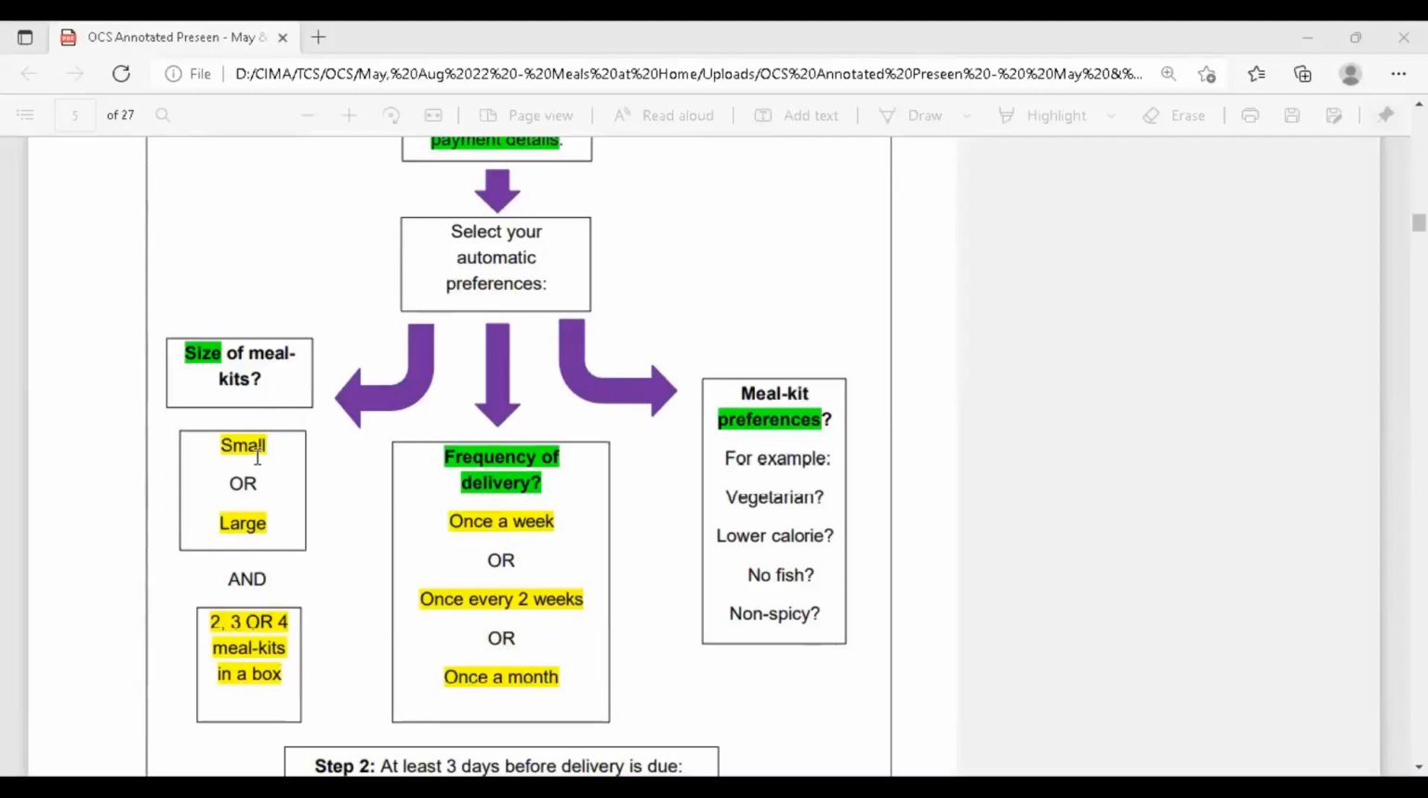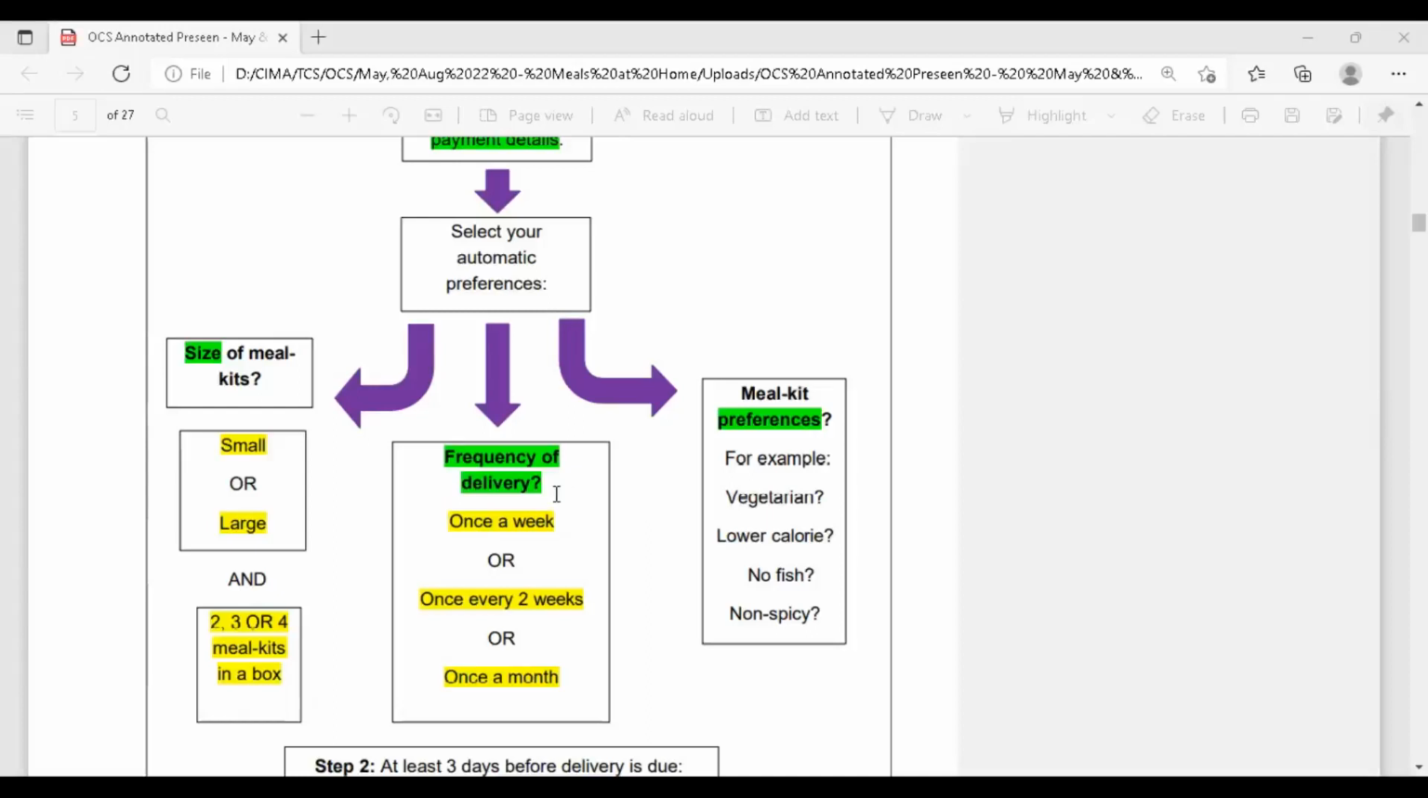So size, as I told you earlier, Meals at Home is providing 2 different types of meal kits, small and large meal kits. And irrespective of the size, you can order 2, 3, or 4 meal kits in a box. So that's your preference with regards to the size. You need to select through your app, through the mobile application or the website. You have to select the size of your meal kit and how many meal kits you need to purchase. And you can determine the frequency of delivery as well, be it once a week, once every 2 weeks, or once a month. And you can set your preferences as well.